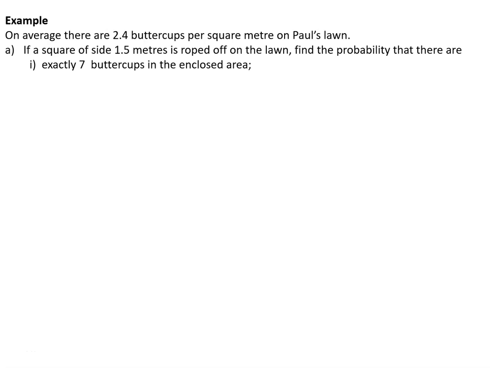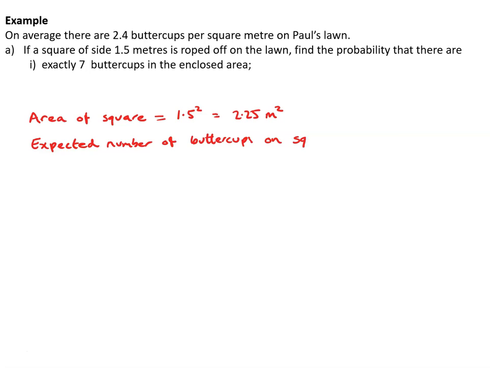For our next example, we're told that on average there are 2.4 buttercups per square metre on Paul's lawn. And we're asked, first of all, to calculate the probability that there will be exactly 7 buttercups in an enclosed area which is a square of side 1.5 metres. So, the area of the square is 1.5 squared, which is 2.25 metres squared. So the expected number of buttercups on the square will be 2.25 times 2.4, which is 5.4.